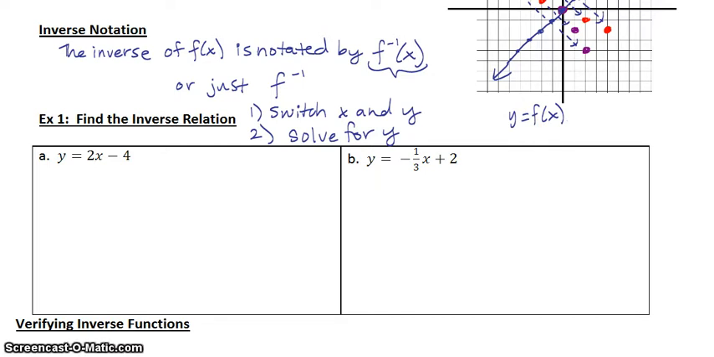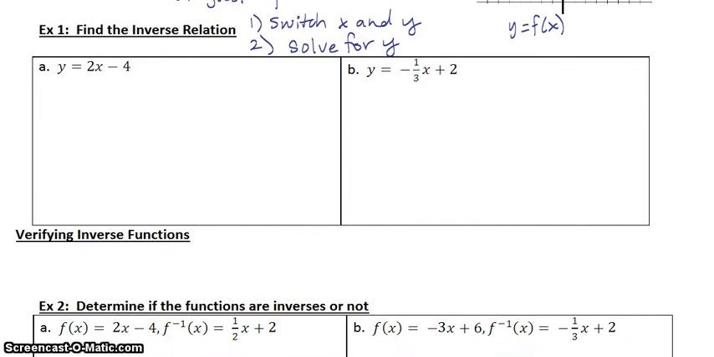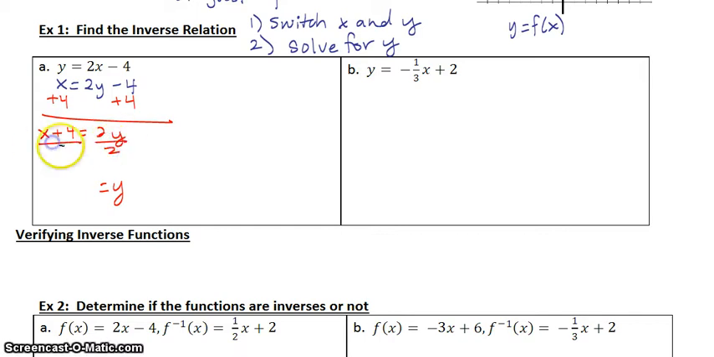All right, so let's go through it. Step 1, and for example 1a, switch x and y. Cool. Step 2, I'm going to solve for y. That means my final goal is to get y all by itself. So when I look at this, normal equation solving. Add 4 to both sides. You usually want to add or subtract first. And then to get rid of the 2, I'll divide by 2.